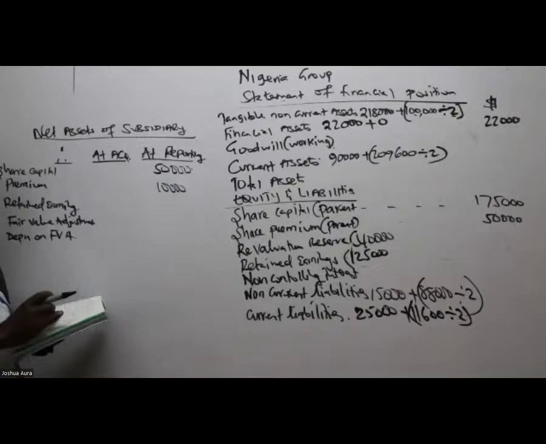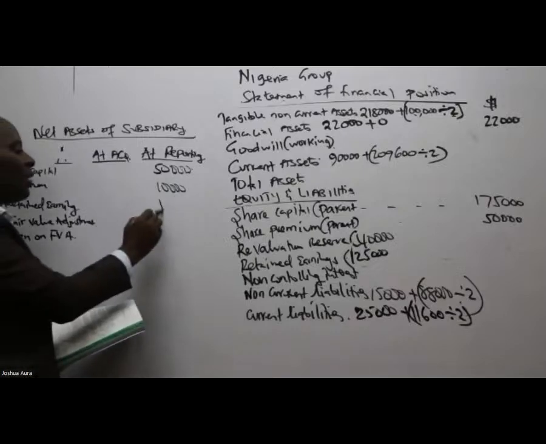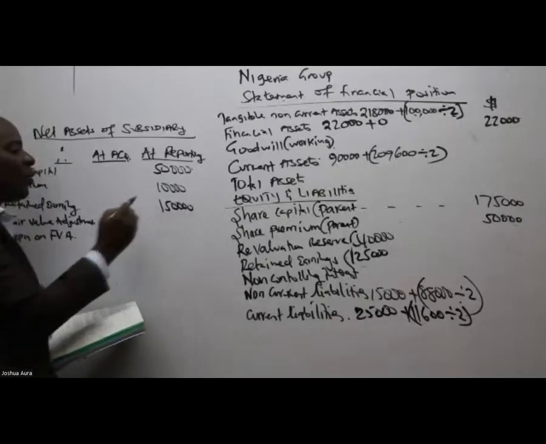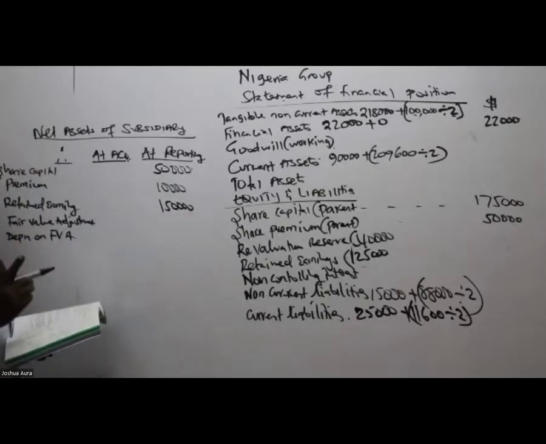I can see retained earnings. Retained earnings, what do we have, ladies and gentlemen? We have 150,000, retained earnings at the end.